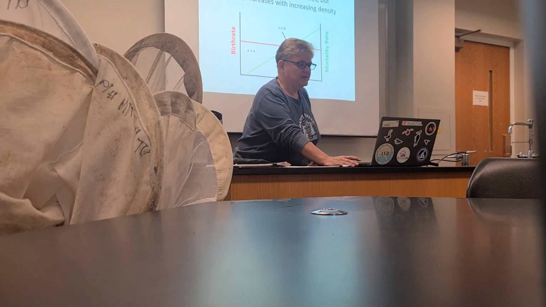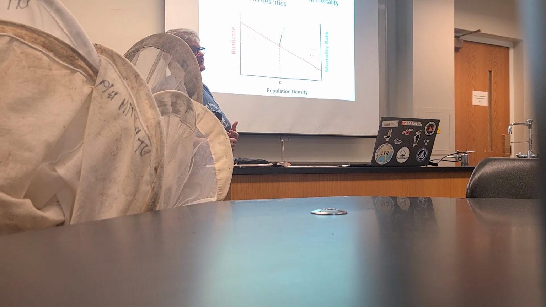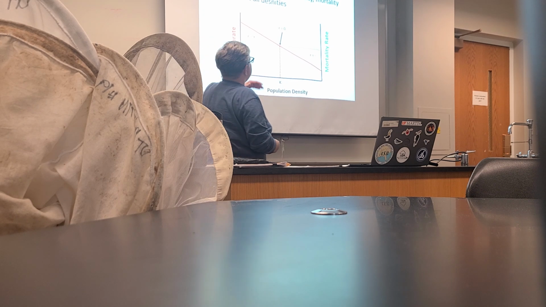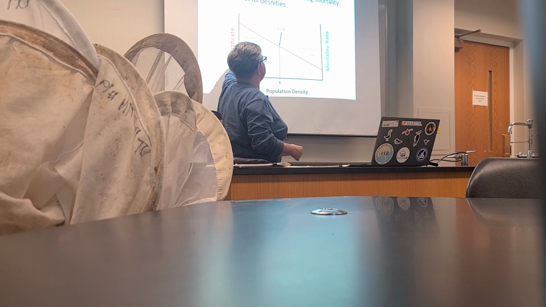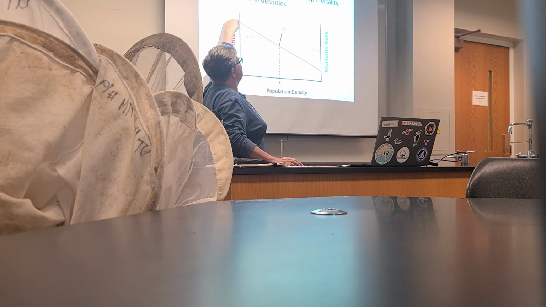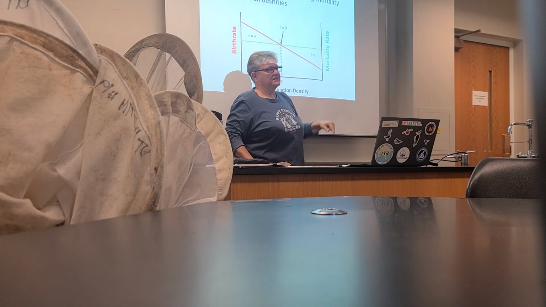All right. The second thing we can do then is allow the birth rate to change and hold mortality constant. So just the opposite of what we did on the previous slide. It's just a matter of remembering which line to keep constant. In this case, the mortality is the same no matter what the population size is. But the birth rate is going to decrease as the population density increases.